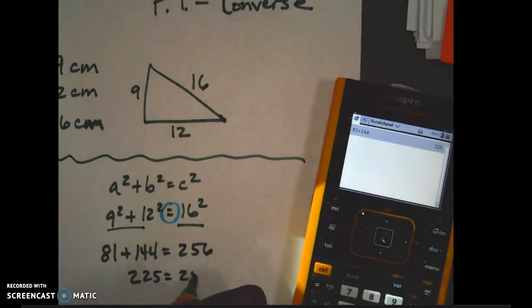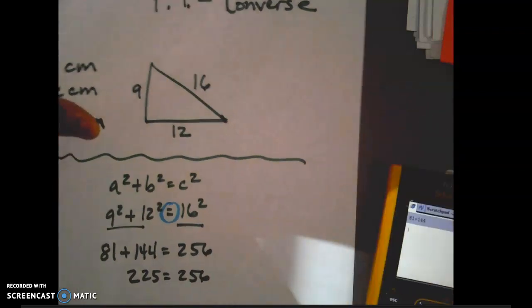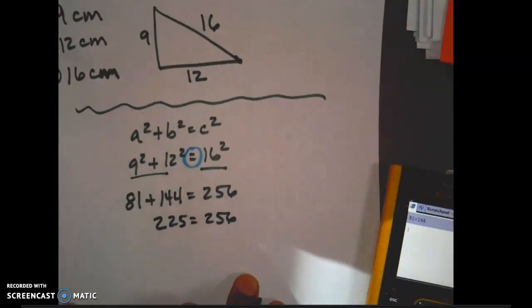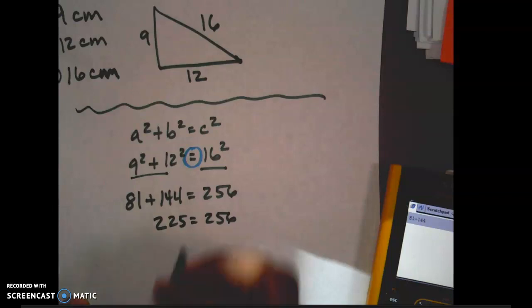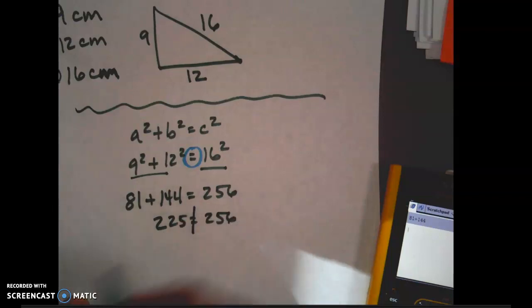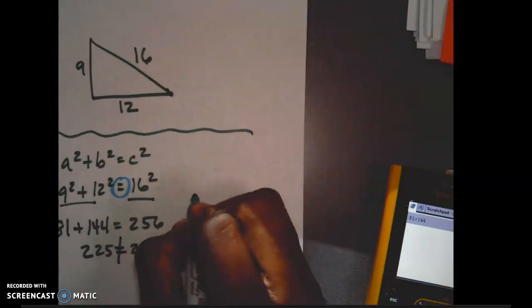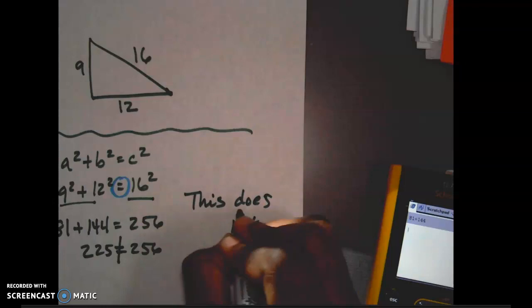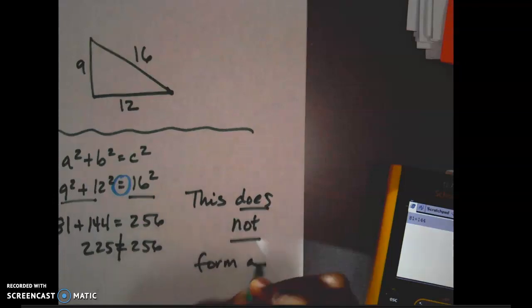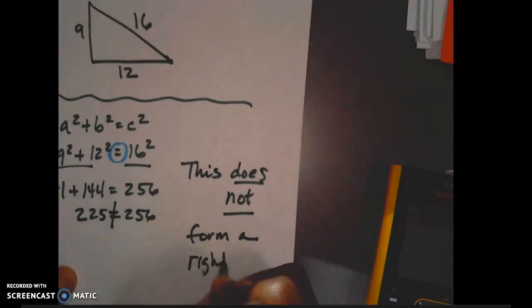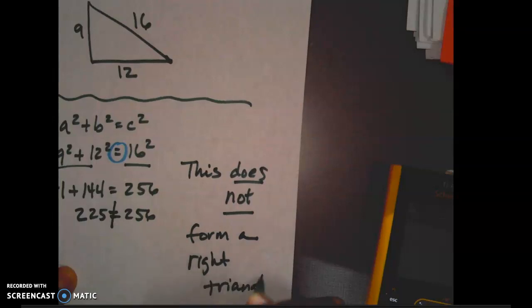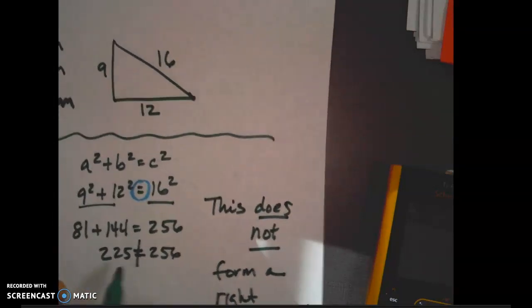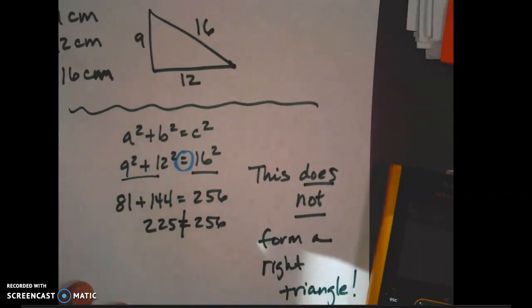is equal to 256. Now let's look at that statement. Is that correct? Does 225 equal 256? It does not. So therefore, I'm going to draw a line through my equal signs. And I'm going to say that this does not form a right triangle. Now had these numbers been equal, then of course it would form a right triangle. And that is the basics of the converse of the Pythagorean theorem.